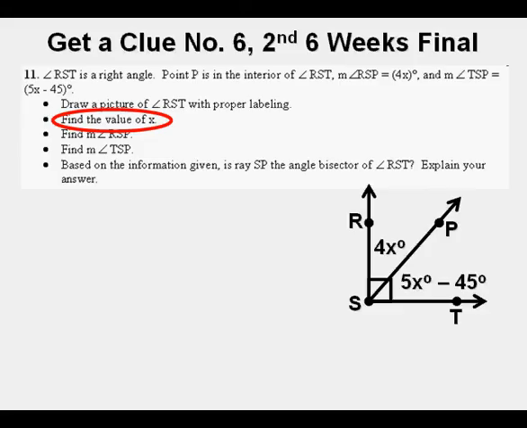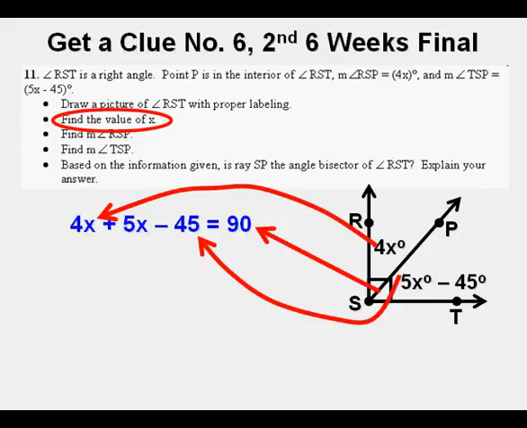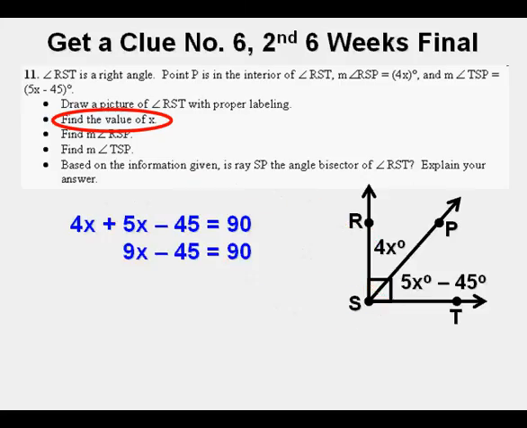Now the next step, to find the value of x. We set up the equation 4x plus 5x minus 45 equals 90. Combine like terms, so we have 9x minus 45 equals 90. Add 45 to both sides of the equation. Cancel negative 45 plus 45 on the left side. Bring down what's left, and 9x equals 135.